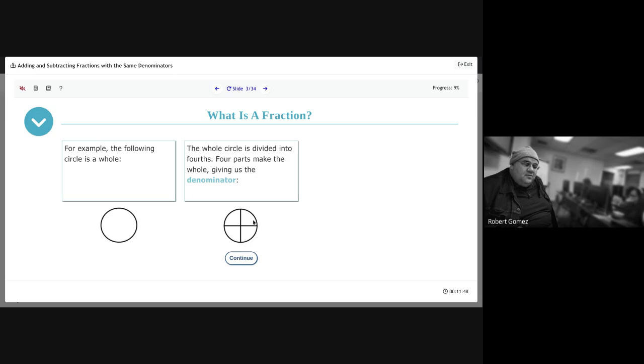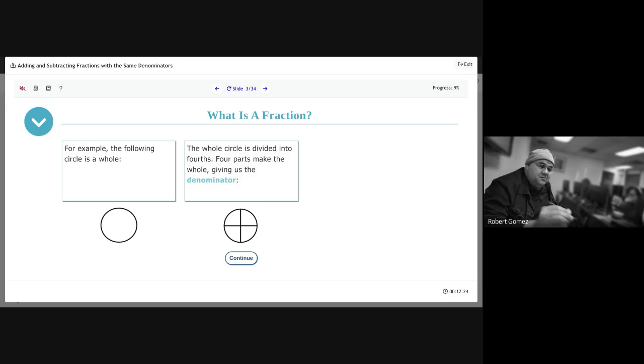Anyway, so I have this whole, this is still here, okay? So this whole disc is still here. It's just now it's been cut up into pieces, right? It's still here. I haven't taken anything out, right? There's nothing missing. However, the whole circle is divided into fourths. It's divided into 4 parts. And these 4 parts make the whole, giving us the denominator, okay?